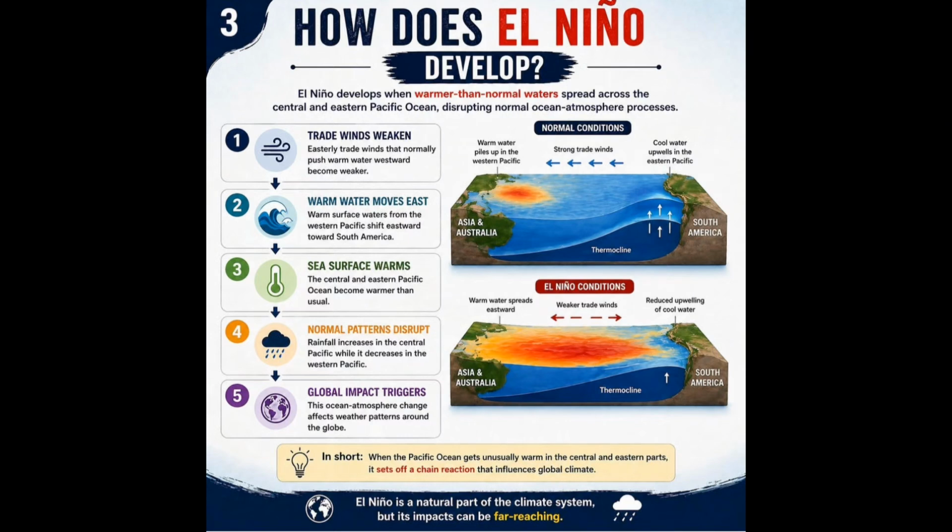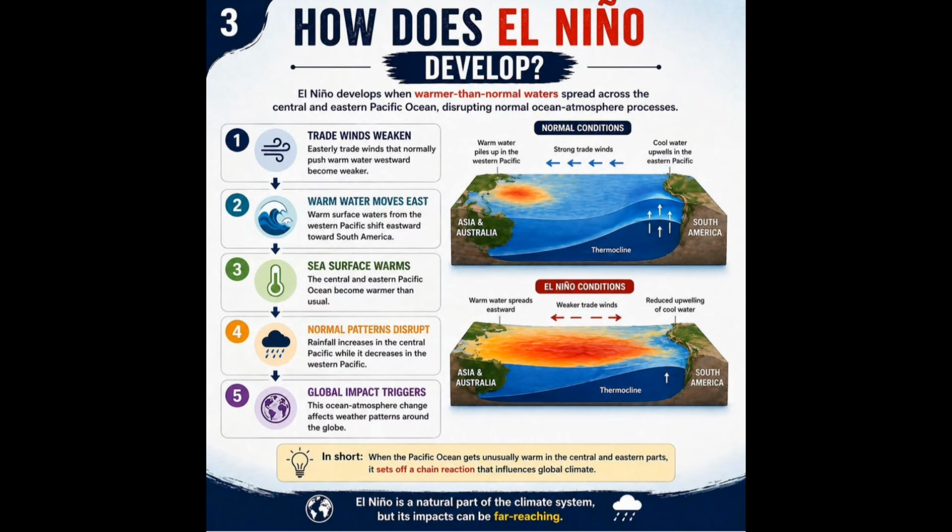2. Warm water moves east. Warm surface waters from the western Pacific shift eastward toward South America. 3. Sea surface warms. The central and eastern Pacific Ocean become warmer than usual. 4. Normal patterns disrupt. Rainfall increases in the central Pacific while it decreases in the western Pacific. 5. Global impact triggers. This ocean atmosphere change affects weather patterns around the globe.